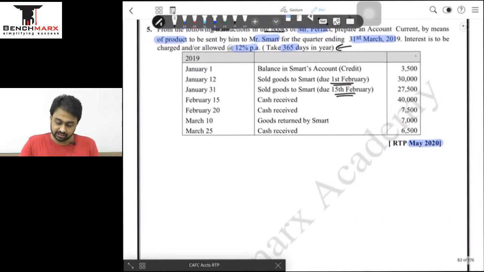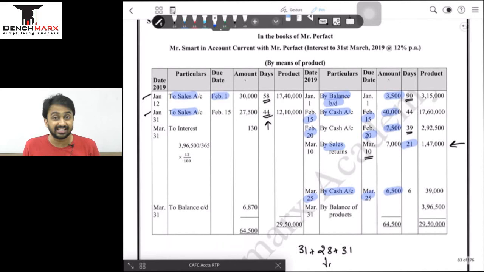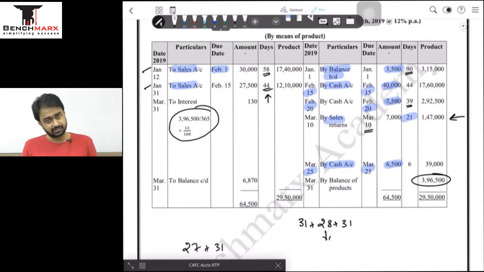और क्या बचा? कैश रिसीव्ड. So it is like it will be by cash, bank, the day of transaction becomes the day of due date, and amount is the same, and number of days obviously is 31 days of March minus 25 days of the transaction. And as per the protocol, we'll first balance the product column. It appears to be this amount, so 396,500 into 12 upon 365, interest compute करने का, and post this interest on the opposite side in the amount column, that is this amount, and then you balance the amount column to get the balancing figure which comes here.